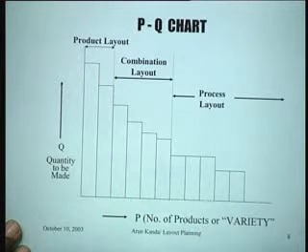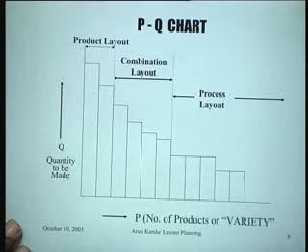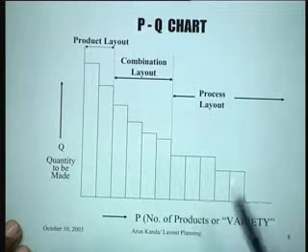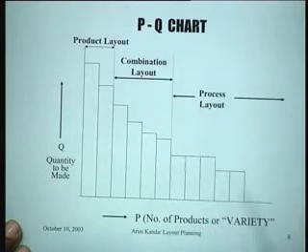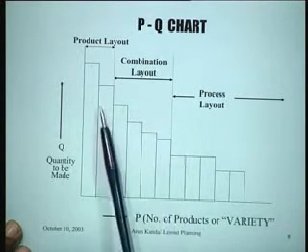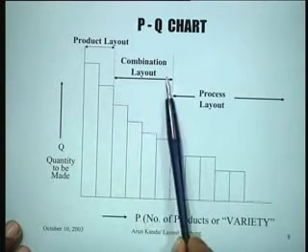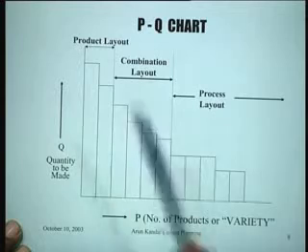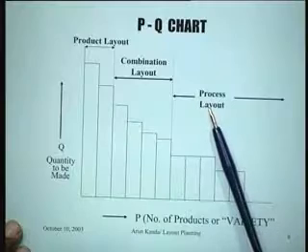And on this end, where you have a large number of products but the quantities are relatively smaller, so it's a large amount of variety but low production quantities, this is the situation where a process layout is recommended. And in between these two categories, when you have intermediate variety and intermediate production quantity, generally you would use a combination layout, which is a combination of this and this. The idea here is only to give you an overall intuitive feel of when a product layout and when a process layout should be selected.